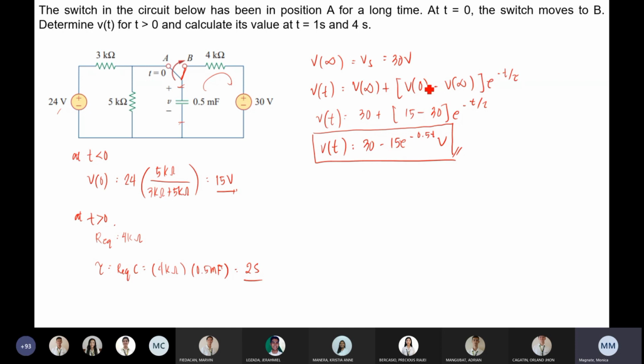Okay? Tapos, hinahanap ngayon, ano daw yung value ng v of t natin at t is equal to 1 and at t is equal to 4 seconds. So, substitute lang tayo ng value ng time. So, at t equals 1 second, v of t natin equals 30 minus 15 e raised to negative 0.5 times 1. Ano magiging value nito? Tapos sa t equals 4 seconds, ganun lang din. So, substitute lang natin.